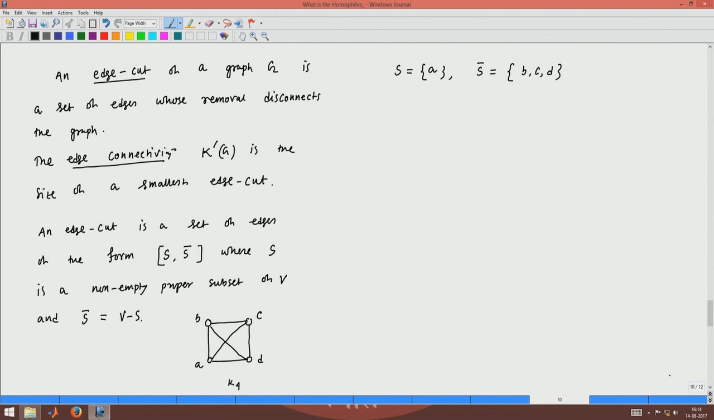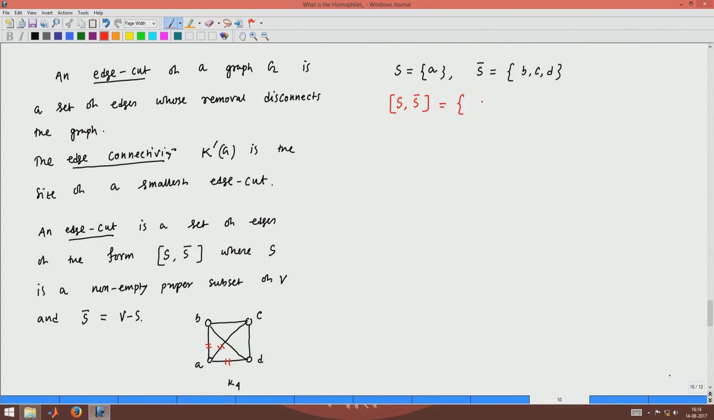So, the edge cut consists of these 3 edges. The edge cut here, the S complement. So, S complement here consists of these 3 edges, this edge, and this edge. Okay. So, S complement is the edges between S and S complement.